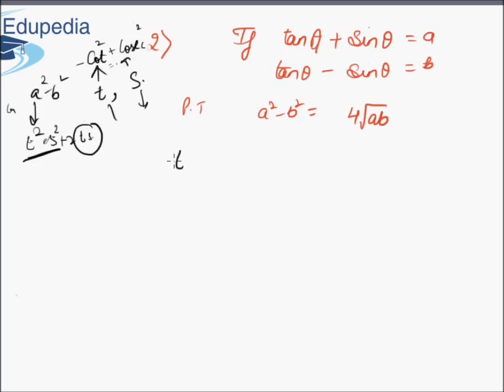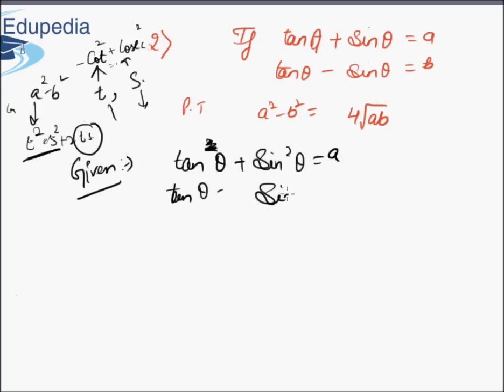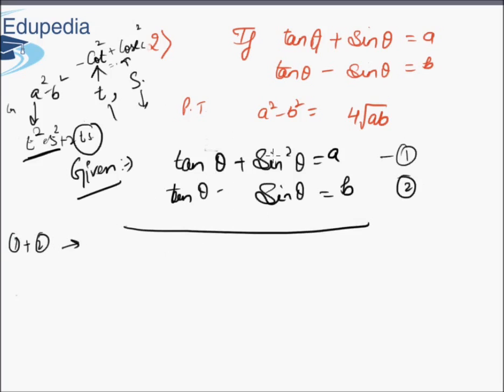Let us see how. We are given tangent of theta plus sine theta equals A, and tangent theta minus sine theta equals B. So firstly, just add 1 and 2. 1 plus 2 will give us, the sine theta will get cancelled with the minus of sine theta, and we'll be having 2 tangent theta equals A plus B. That is, tangent theta is A plus B divided by 2.